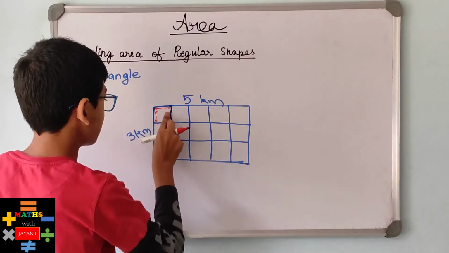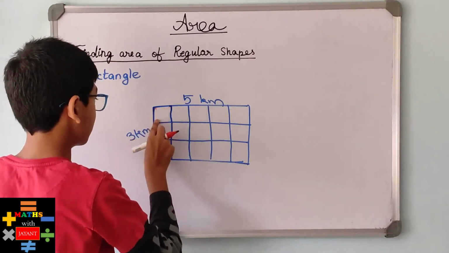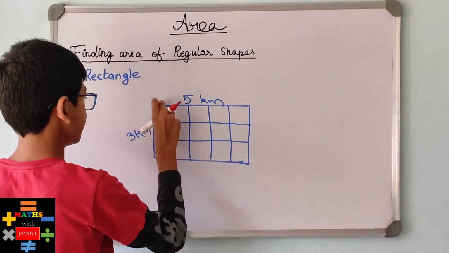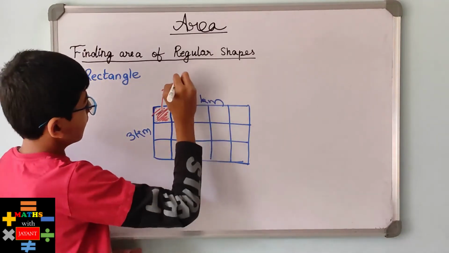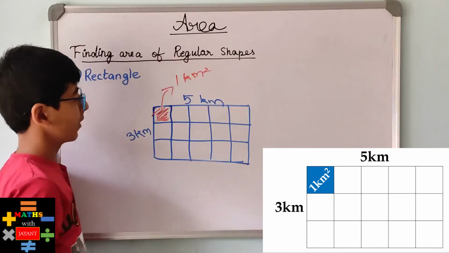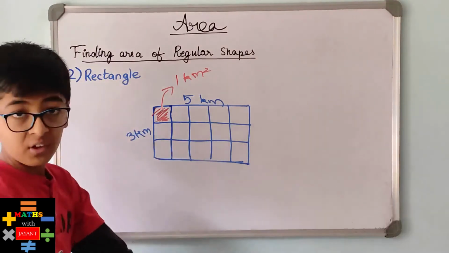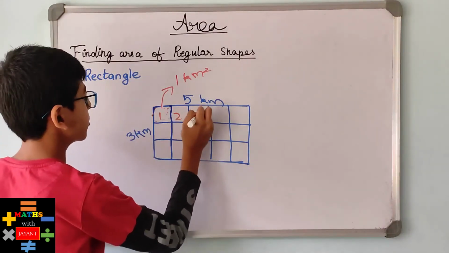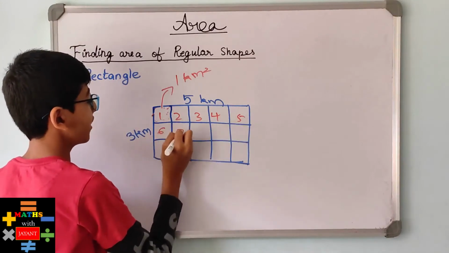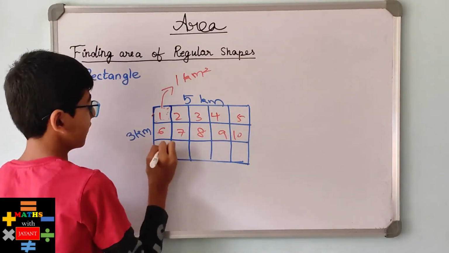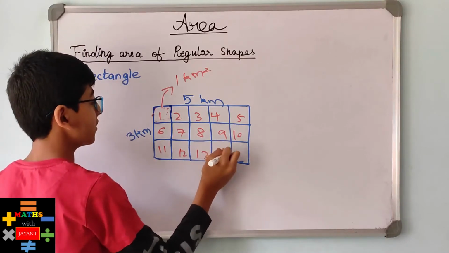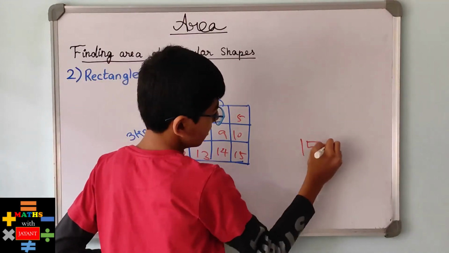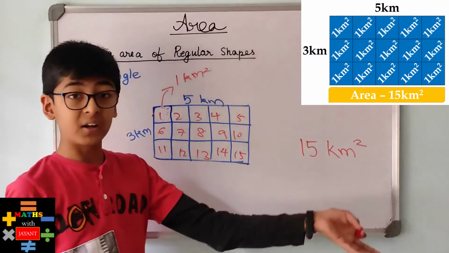Now what will be the area of these small squares? The area of one of these is going to be 1 kilometer square. So how many such squares are there? Let us count and see. So we have 1, 2, 3, 4, 5, 6, 7, 8, 9, 10, 11, 12, 13, 14, 15. We have got 15 such squares. That's why its area is going to be 15 kilometers square.